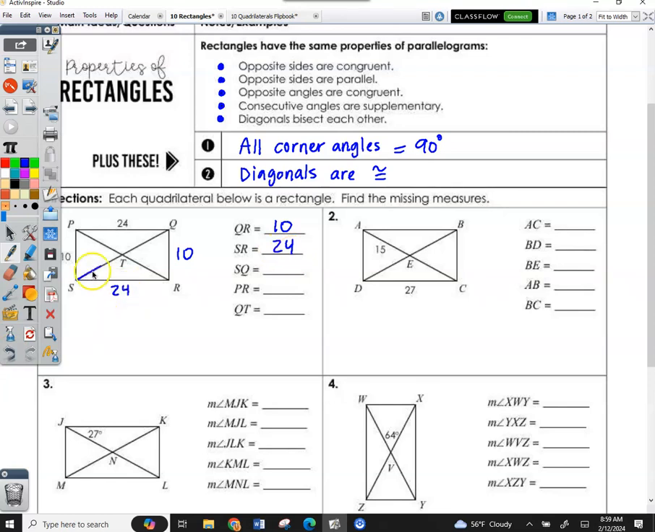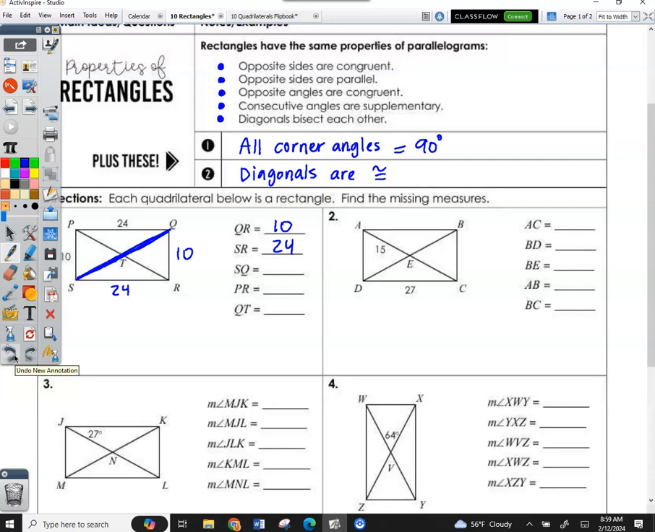Now it wants SQ. So I'm going to draw a line on SQ. We're going to look at the diagonals. Do we know a single diagonal or part of a diagonal in the picture? We don't know anything about the diagonals, right? This is blank, blank, blank, blank. So that's your indication that you're going to have to use the Pythagorean theorem here. Take your pencil. I want you to darken SQ.